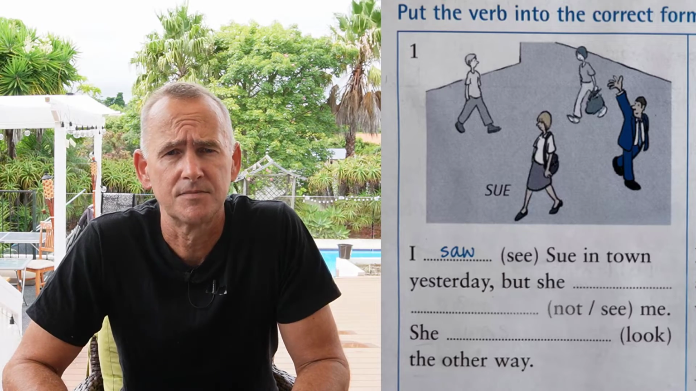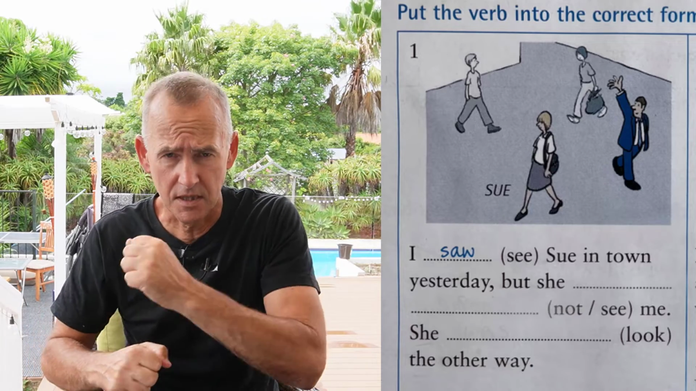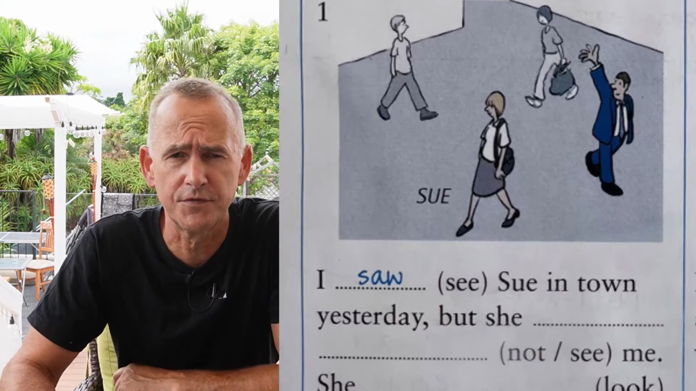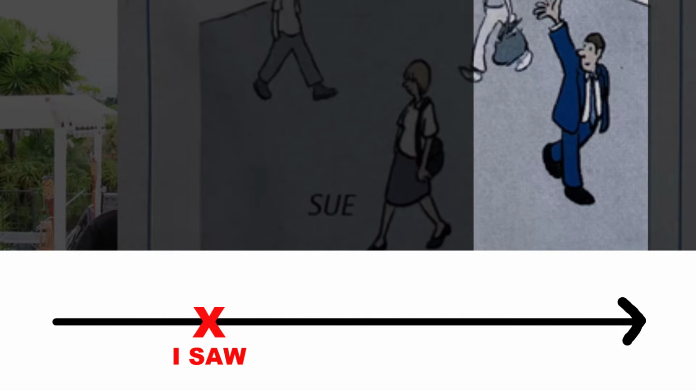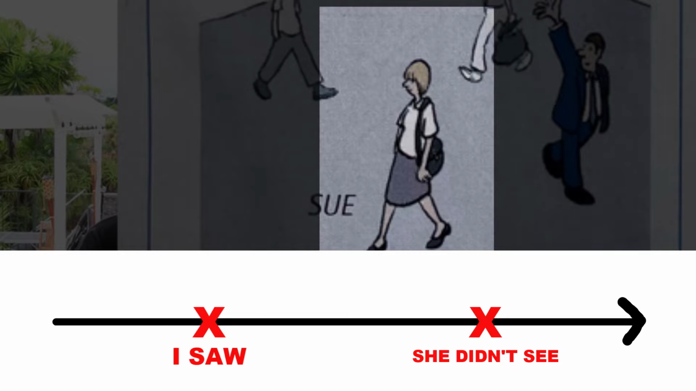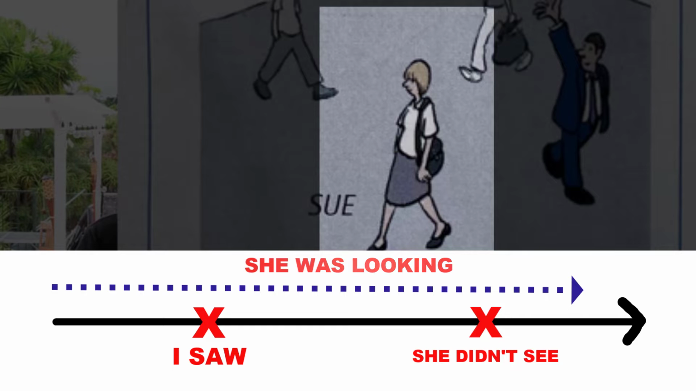We know that past simple verbs happen in the correct order. 一步的. What happened first? Well, first, I saw Sue. What happened next? Okay, next, she didn't see me. Why? Because she was already looking the other way. She began looking the other way before I saw her.